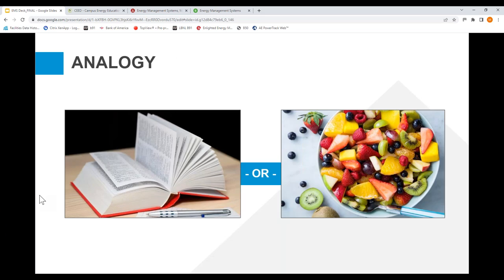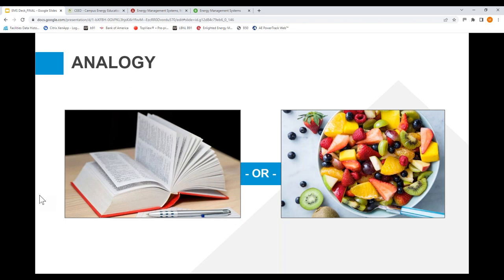Okay, let me give a couple quick analogies here. The first one is a dictionary, because if you think about it, the EMS is this dictionary. If I gave you the definition of a word, not the word, but the definition, and let's say it's not an easy one, and I said, find it in this dictionary, how long would it take you to find it? Probably a long time.